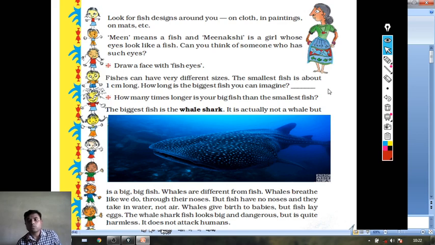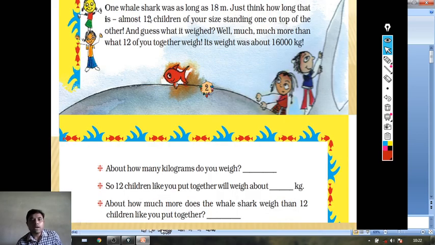Okay, now, one whale shark was as long as 18 meters. Just think how long that is. Almost 12 children of your size standing on top of the other. So first one child, then another child, then another child. Similarly, if 12 children are standing, this height will be equal to the size of one whole whale shark.